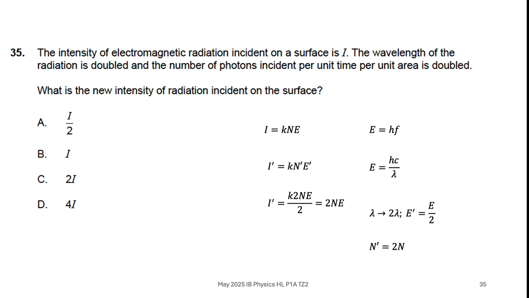We're going to find that actually those two factors of 2, one on the top, one on the bottom, are going to cancel each other. I'm kind of annoyed here, that should be a K. All right, KNE. And so in other words, I dash is equal to I, and therefore the intensity remains the same.